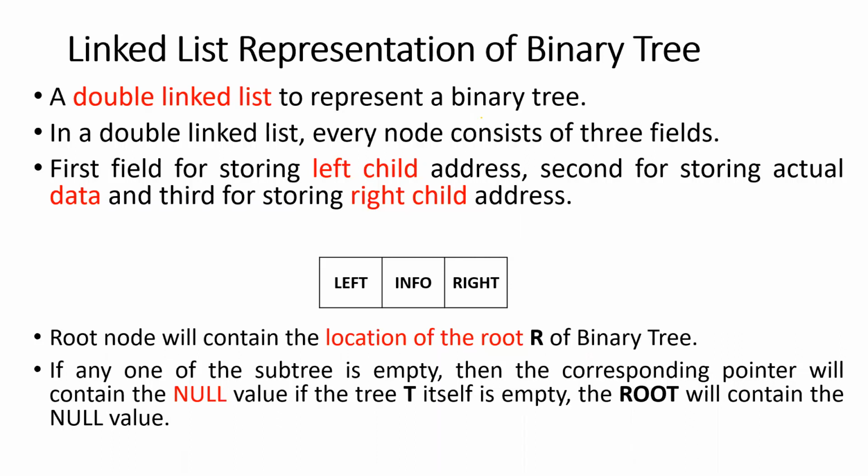So in a doubly linked list, this will be the node structure, right? In the node, in the middle part, we will be storing the information. That is, in case of a binary tree, the key value at each node will be stored in the information part. Address of the left child will be stored in the left. Address of the right child will be stored in the right. So the root node will contain these.